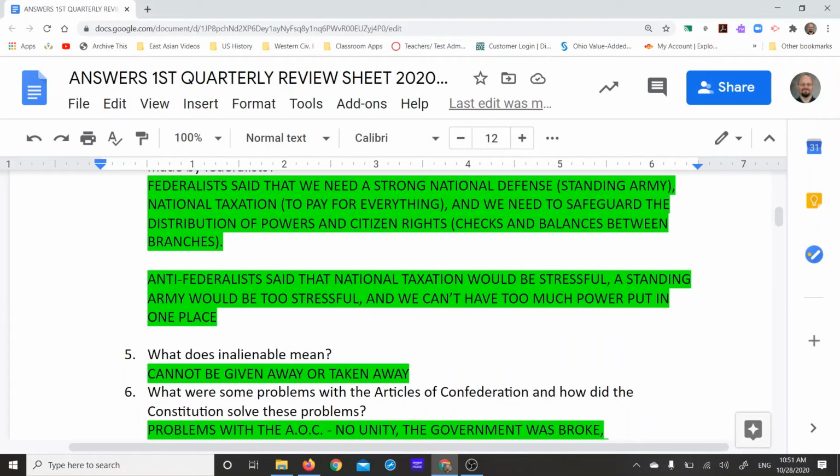5. What does inalienable mean? Inalienable means cannot be given away or taken away. An inalienable right, just like right to life, liberty, and property, is the same as a natural right, like John Locke or Thomas Jefferson would have talked about.